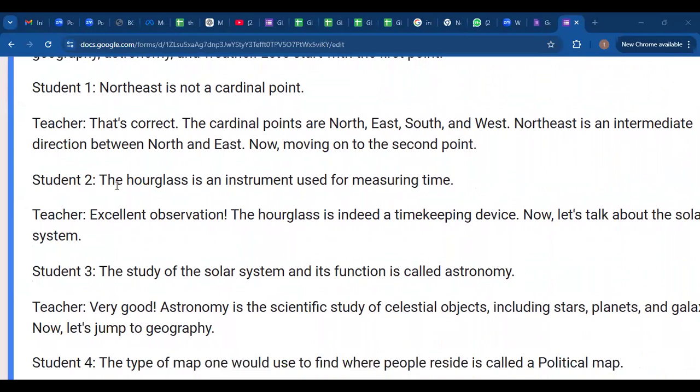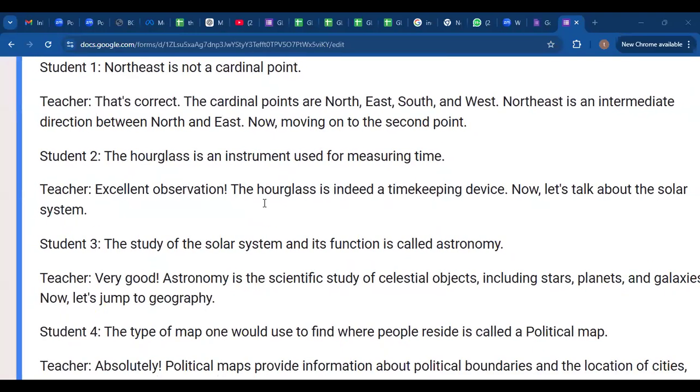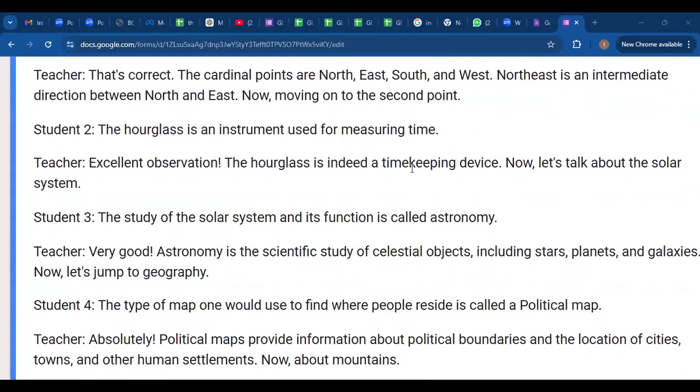Tiffany Morris. Yes. Student 2. The hourglass is an instrument used to measure time. Teacher: Excellent observation. The hourglass is indeed a timekeeping device. Now let's talk about the solar system.